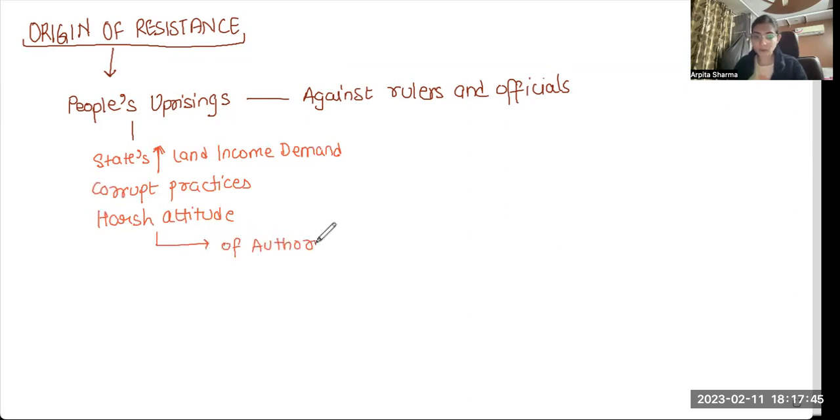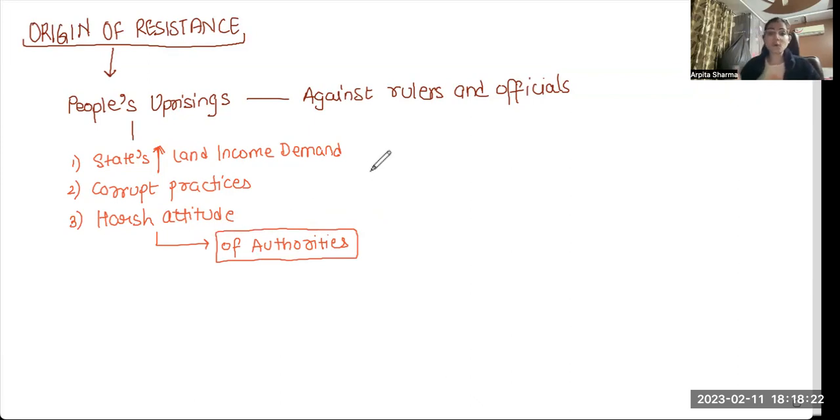The first reason, states' high land income demand, because of which they were pressurizing the zamindars to take more and more revenue from the farmers. Second, the corrupt practices of zamindars also, money lenders also, mahajans also, and the revenue officials also. Third, the harsh attitude of the Britishers. They did not care whether rain is coming or not, whether there is drought. They did not care about it. They wanted their revenue. Okay, so there was a harsh attitude from the side of the Britishers, or you can say of the authorities. So just create a box like this.